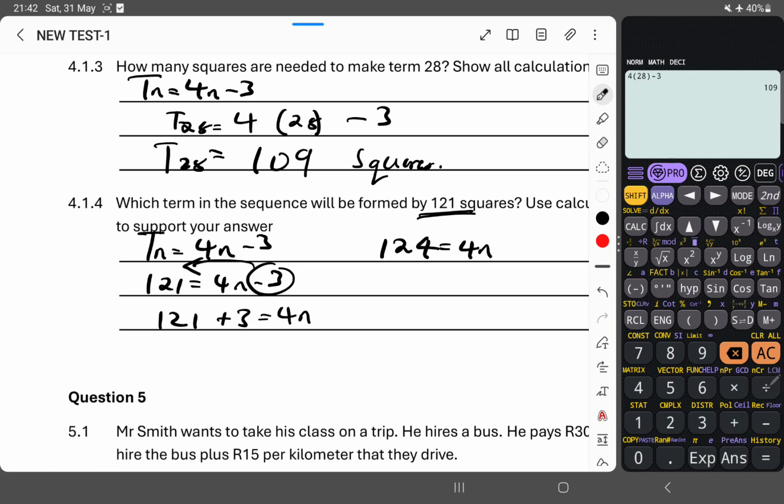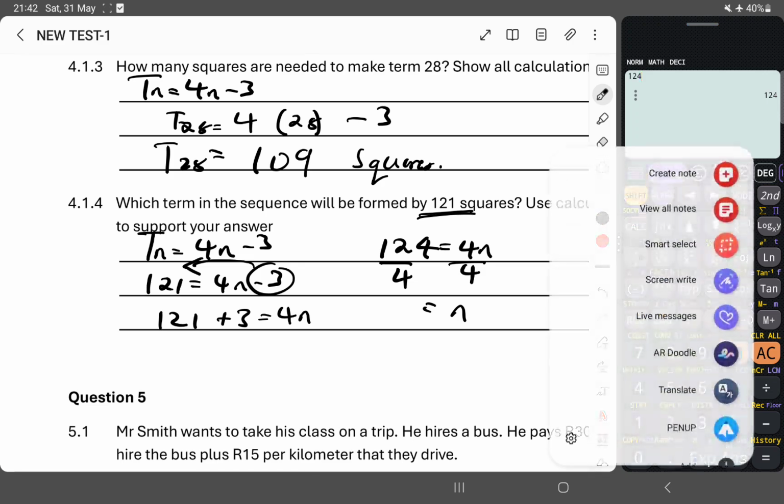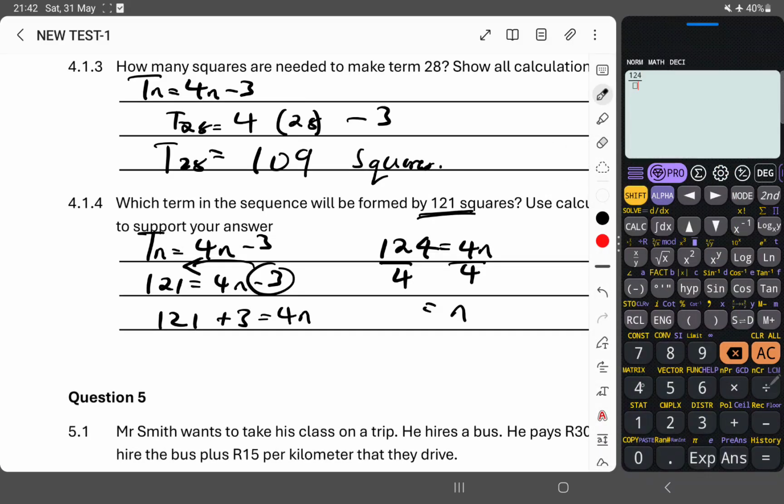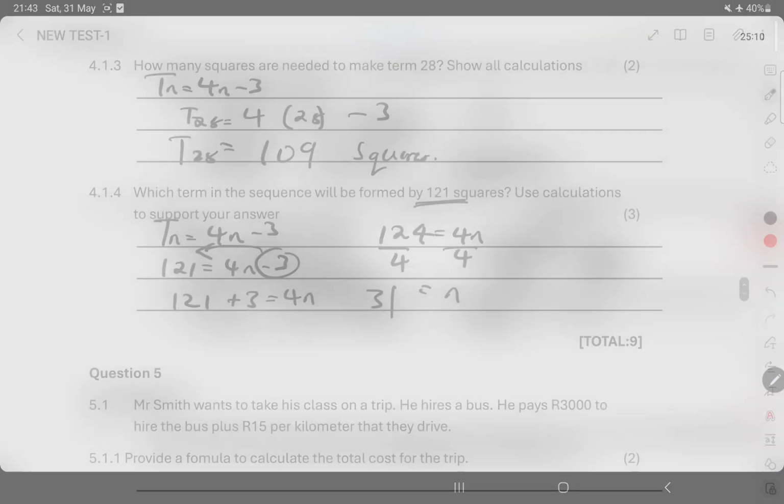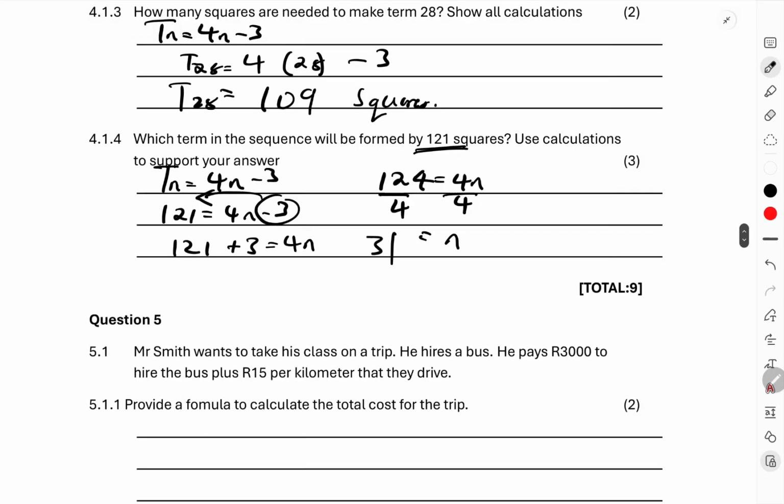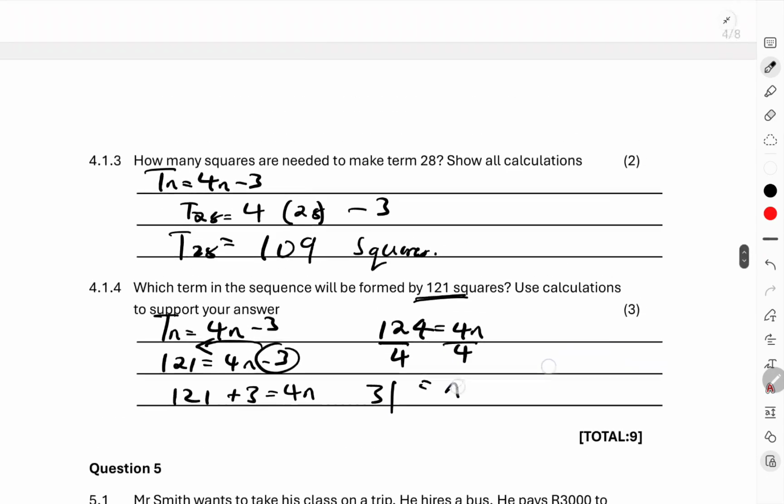I'm looking for the value of n, which is the position that is going to be made up of 121 squares. Divide by 4, divide by 4. Therefore, I'm going to have n equal to 124 divided by 4. It is going to become n equals 31. Means at position number 31, I was going to have 121 squares.